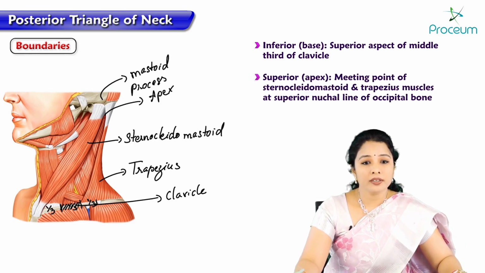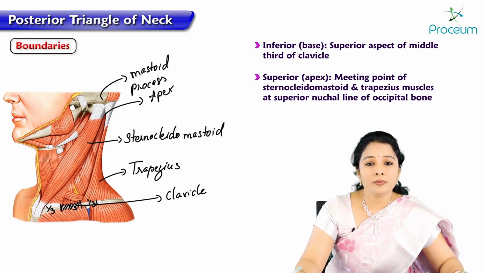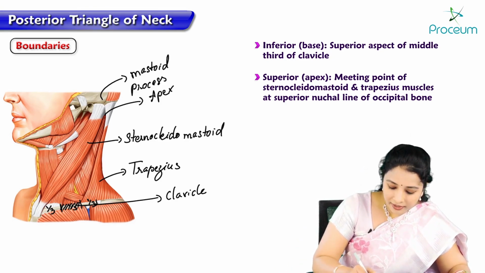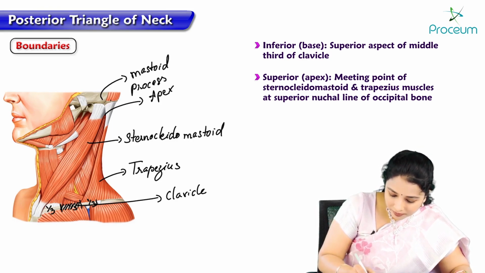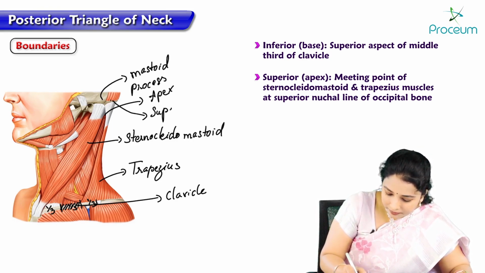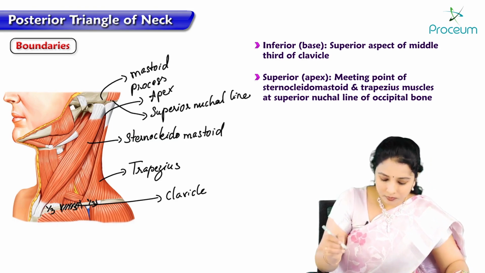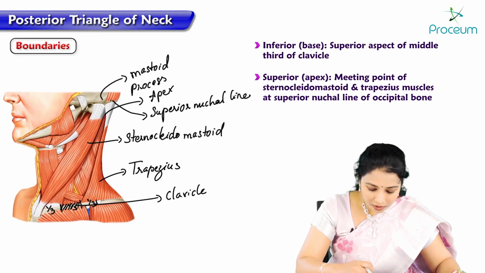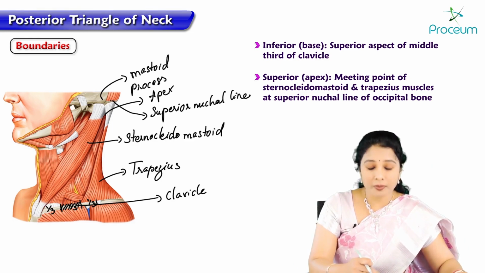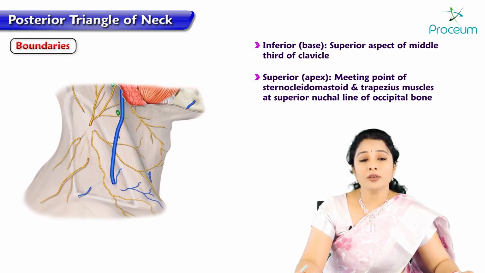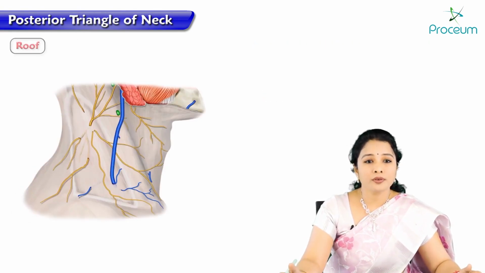And superiorly, it is formed by the apex, and apex is formed by meeting point of sternocleidomastoid and trapezius muscles at the superior nuchal line of occipital bone. So here we can see a line which gives origin to muscles. This is the superior nuchal line. Along with the superior nuchal line, we can see the meeting point of sternocleidomastoid and trapezius forming the apex of posterior triangle of neck. So that was about the boundaries. Next we shall move with the roof.